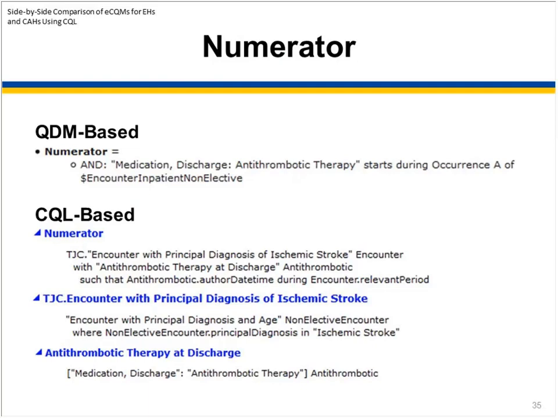All right, so digging into the numerator, again, we've used the same encounter with principal diagnosis of ischemic stroke, so that's the denominator expression. And then we say those encounters with an antithrombotic therapy at discharge that was authored during the relevant period of the encounter. And again, the antithrombotic therapy at discharge is then using just a retrieve for medication discharge. You can see that is the same data element that the initial QDM is using.